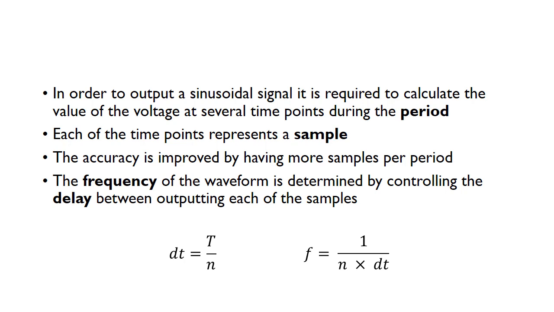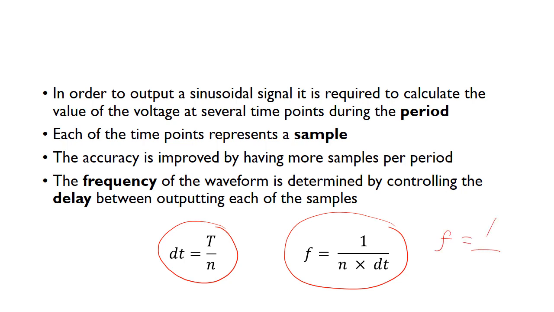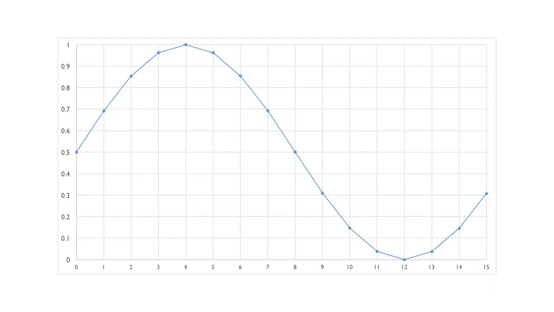So this time step dt is equal to the total period T divided by the number of samples, or we can reorganize that in terms of frequency, because obviously frequency is just the reciprocal of the period. By controlling dt, we can essentially control the frequency of this signal.